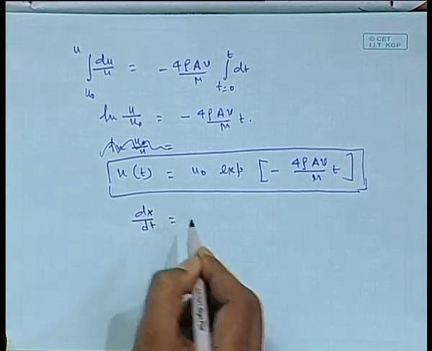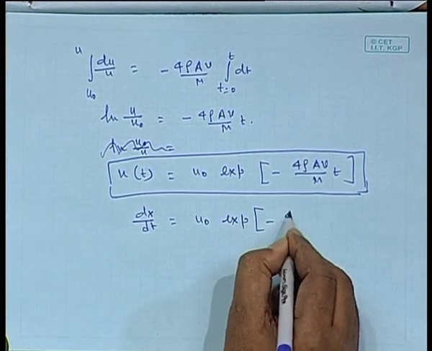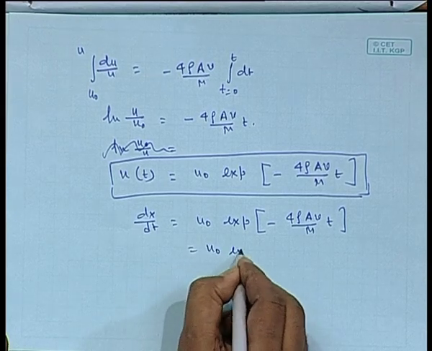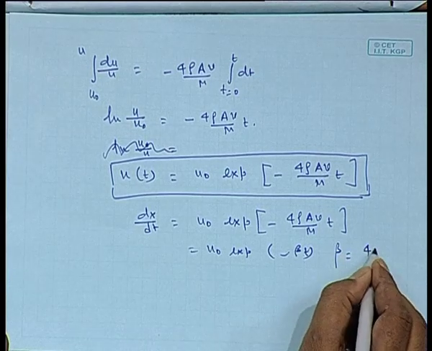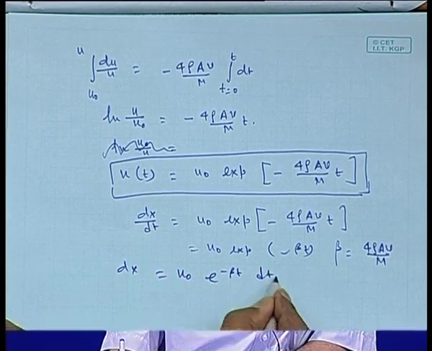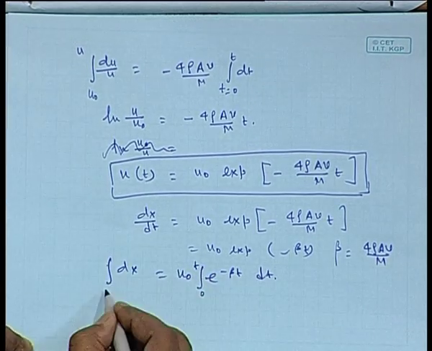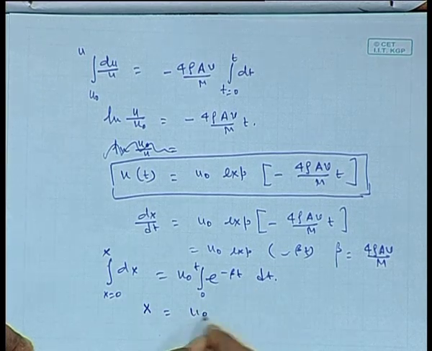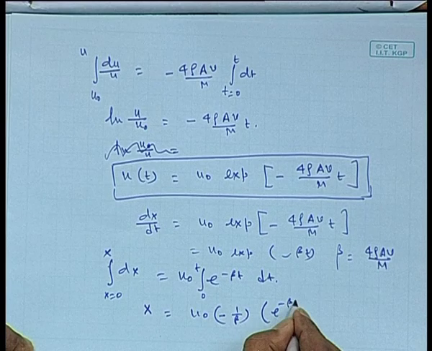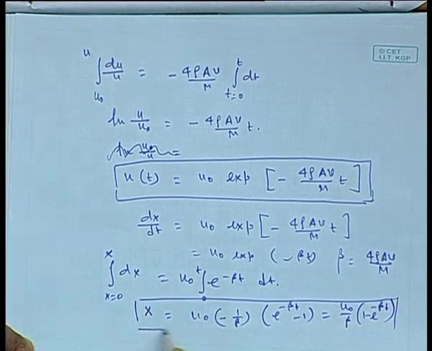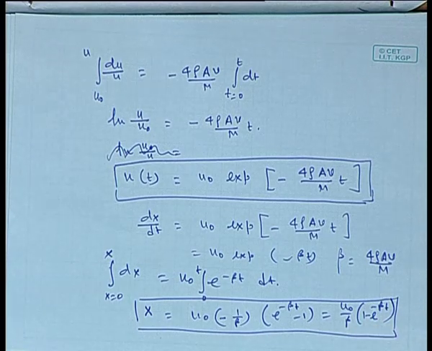You can replace dx dt by u, so dx dt is u0 exponential minus 4 rho a v by m into t. So you can carry out this integration. It becomes u0 exponential minus beta t, where beta is 4 rho a v by m, and this becomes integral of u0 e to the power minus beta t dt from 0 to t. Let us say at time t equal to 0, it was at location x equal to 0, and at any time t it is at x. So this is u0 times minus 1 by beta, e to the power minus beta t minus 1, or u0 by beta times 1 minus e to the power minus beta t. So that is problem number 134. So we will move to the next problem.